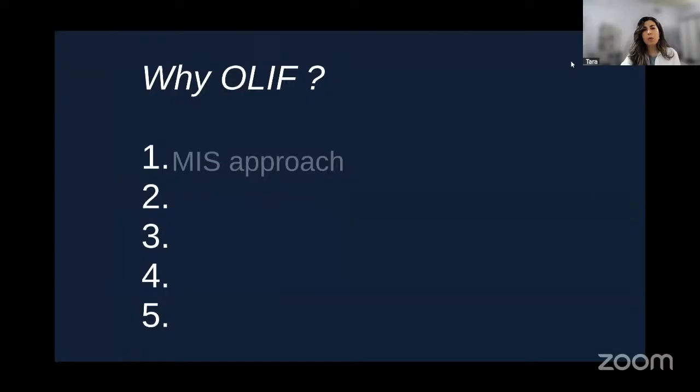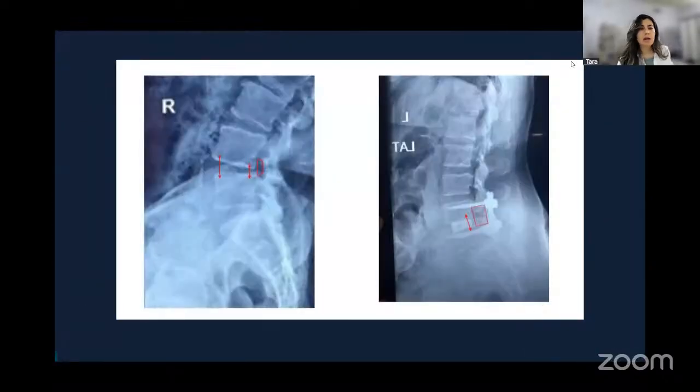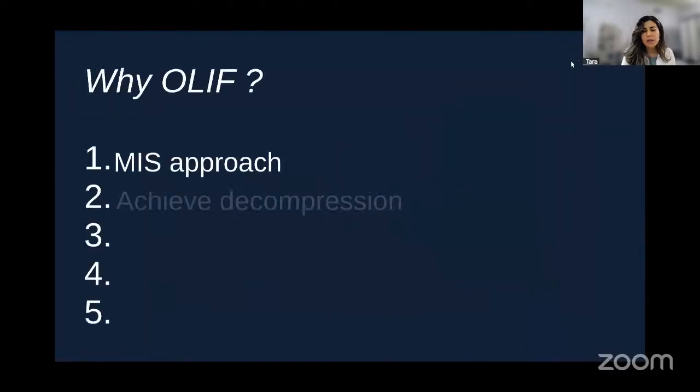So trajectory screws would be a good substitute for percutaneous screws. Back to the question, why OLIF? Because it's a very good MIS approach due to the reasons I just mentioned. As we look at this picture on the left-hand side, you see a grade 1 spondylolisthesis between L4 and 5, and the foramen is compressed and narrowed, and the body is pushing, giving somehow a look of a nutcracker's spine. On the right-hand side, 1-level OLIF restores the height of the disc space and indirectly decompresses the foramen, having a very wide window. So why OLIF? Because it achieves decompression well.